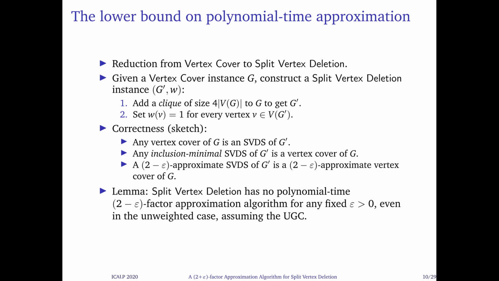So then we get the lemma that split vertex deletion has no polynomial time 2 minus epsilon factor approximation algorithm for any positive epsilon, even in the unweighted case, assuming the unique games conjecture.